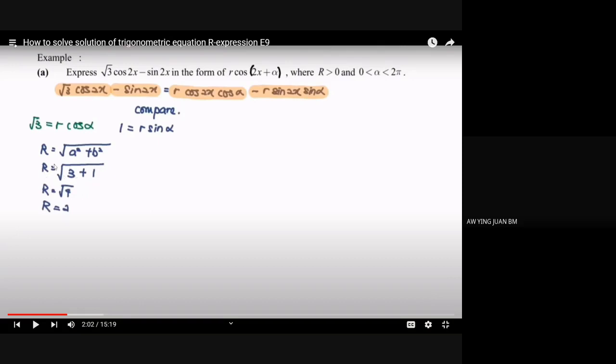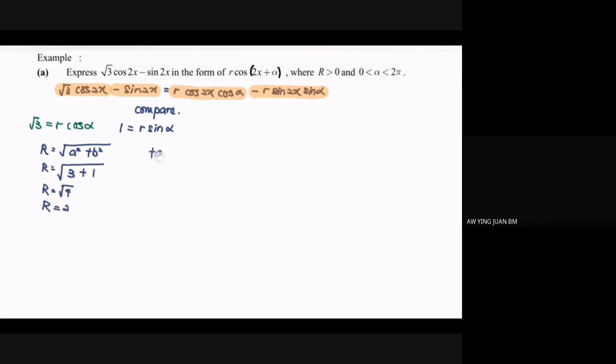Ini penting, ada satu markah. Continue. Square root 4 tak perlu, straightforward r equals to 2 pun boleh terima. Selesai? Teruskan. Next. Tangent alpha is equals to 1 over square root of 3. With the help of the calculator, alpha will be equals to 30 degree, which is the basic angle. So finally, square root of 3 cos 2x minus sine 2x is equals to 2 cos bracket 2x plus 30 degree.